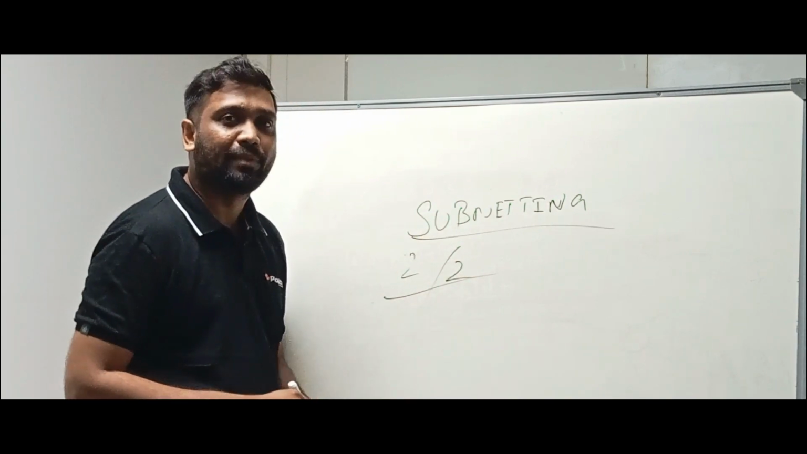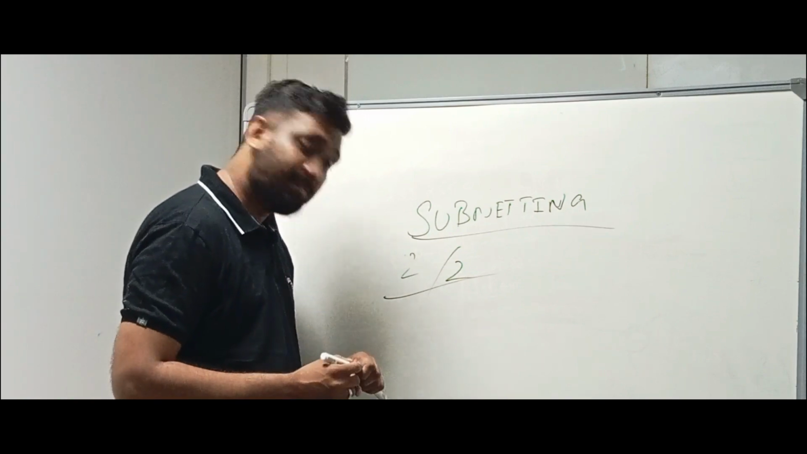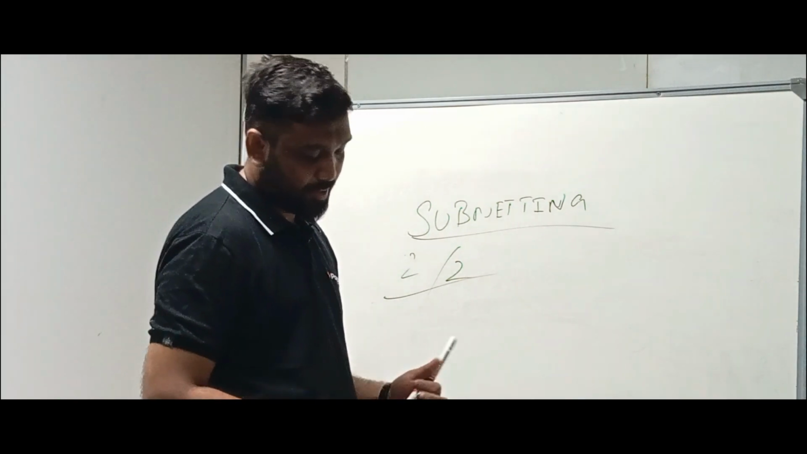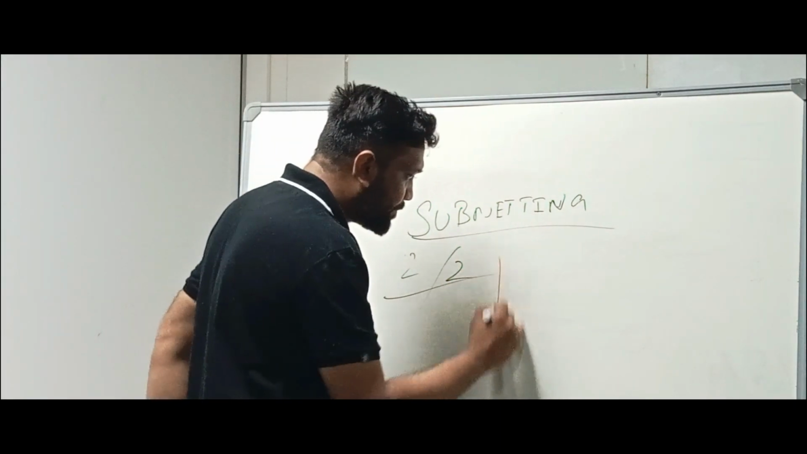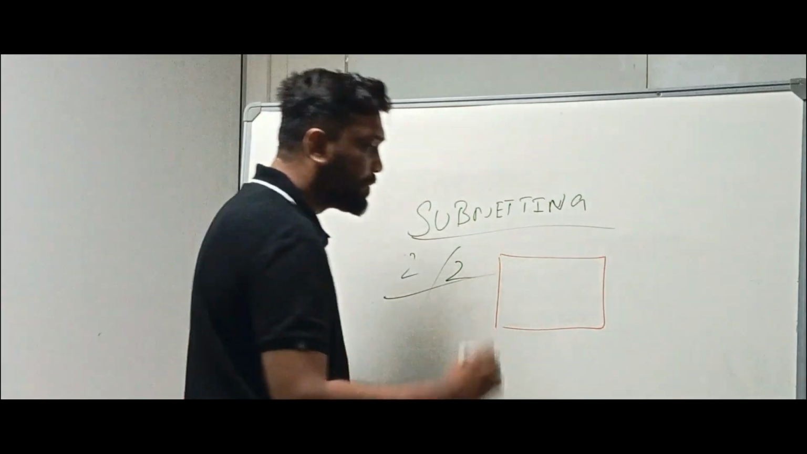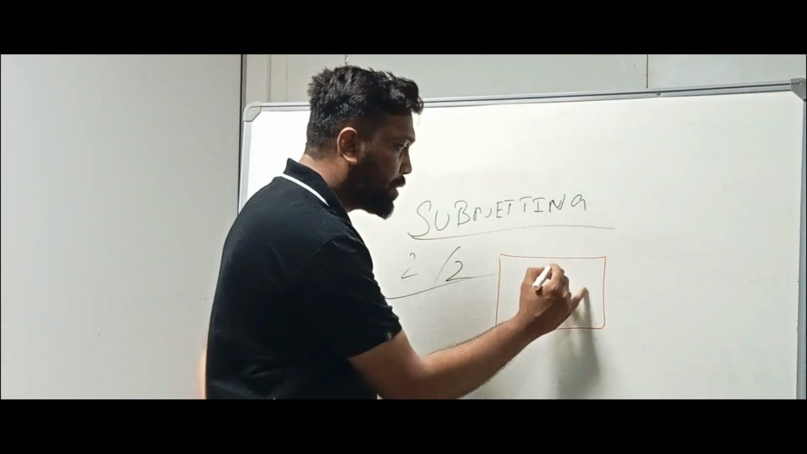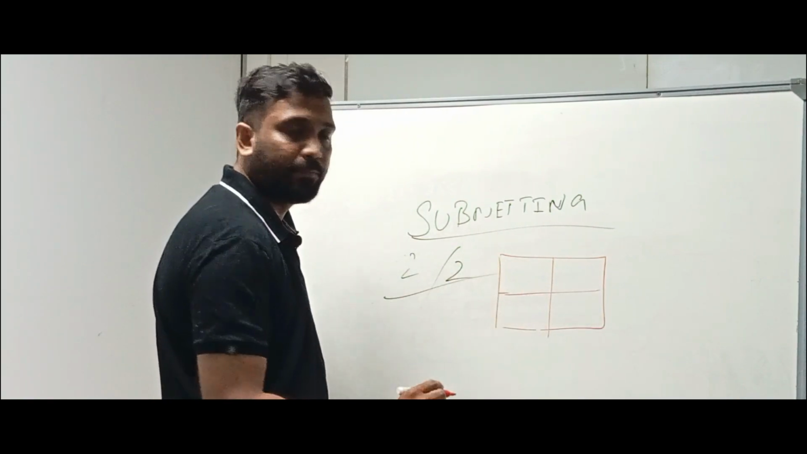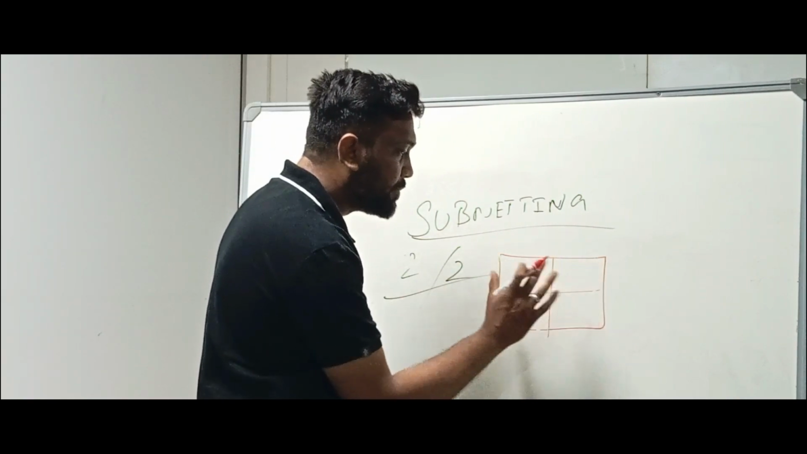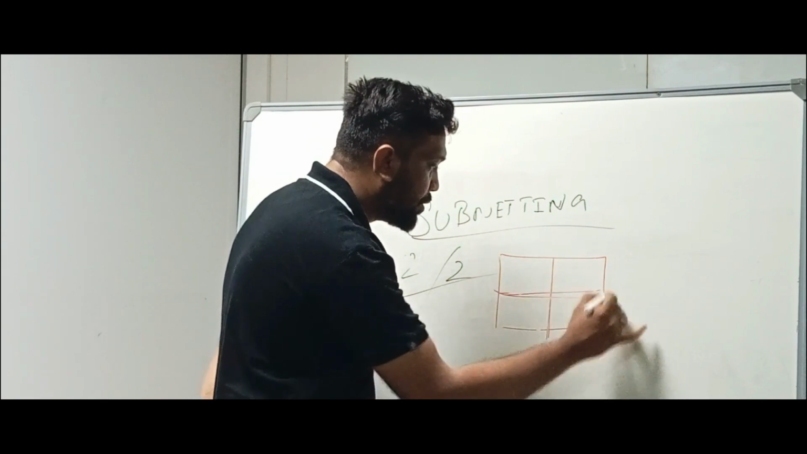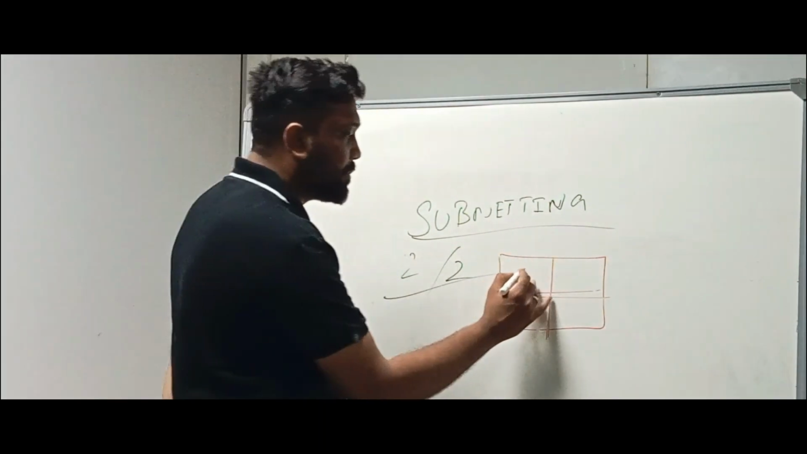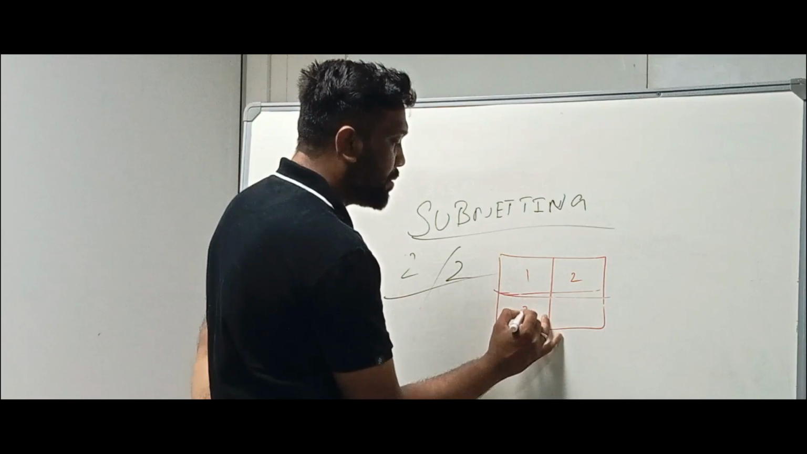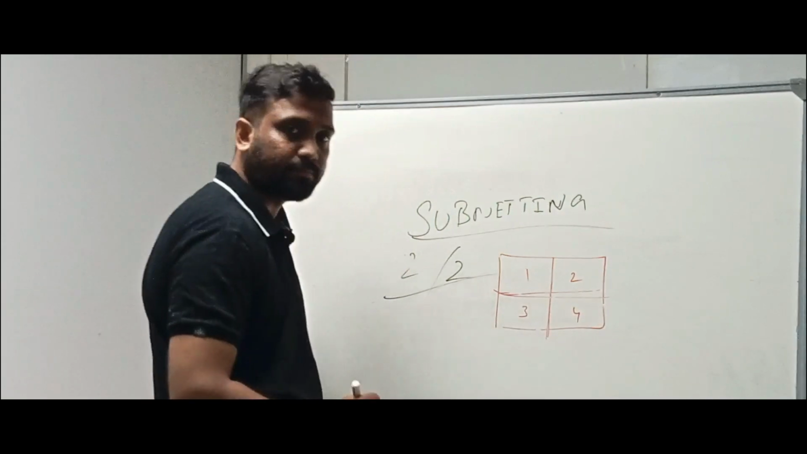What is subnetting? Let us do the basic understanding. In layman's language, if you have a property like this, you want to divide this property among 4 members. This is a normal layman term. I have a piece of cake. I am going to divide this cake among 4 members. This is part 1, part 2, part 3, part 4.